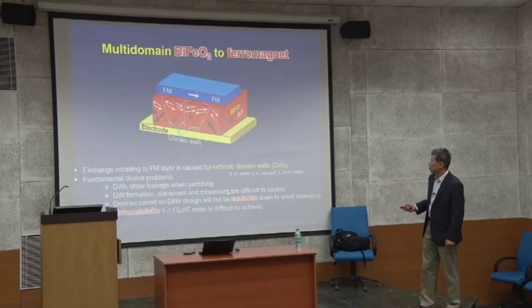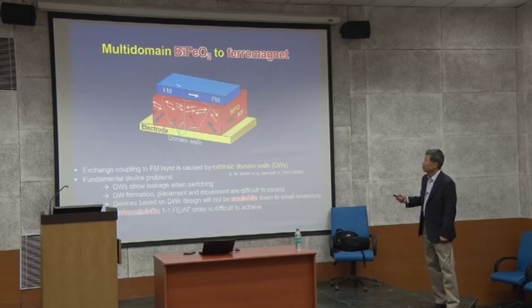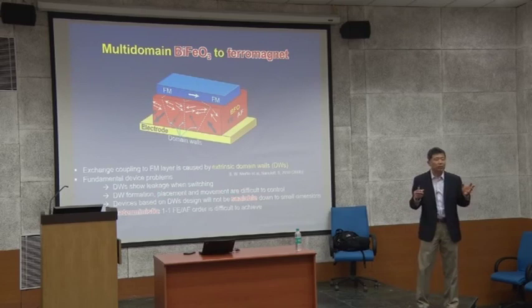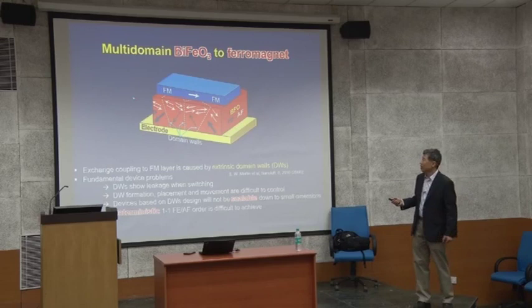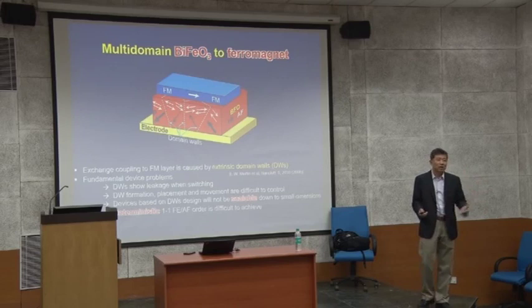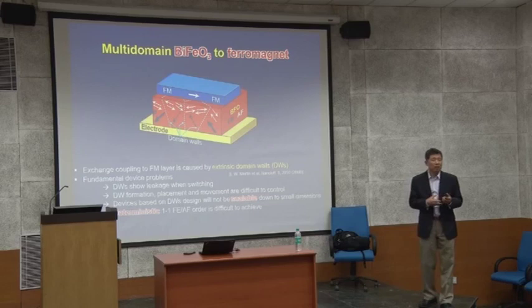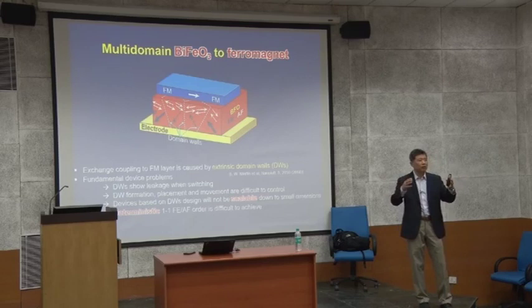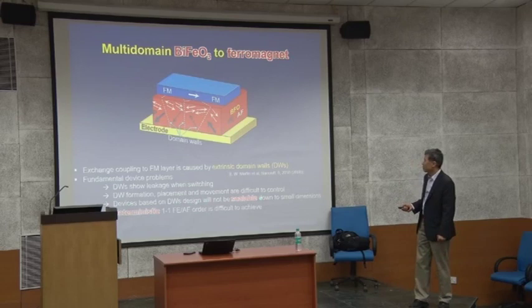For example, when you make a smaller device, where this is the whole big device and it gets scaled smaller and smaller, sometimes the device sits on top of a domain, and sometimes on top of a domain wall, and they behave differently. So depending on where you put your device, the behavior is not uniform. Some of them work, some of them don't, some behave this way, some behave that way. That is a problem at smaller scale. A lot of devices require scaling, making them smaller and smaller, and you need everything to follow a certain rule. A device based on domain wall design will not be scalable down to small dimensions because of this problem.